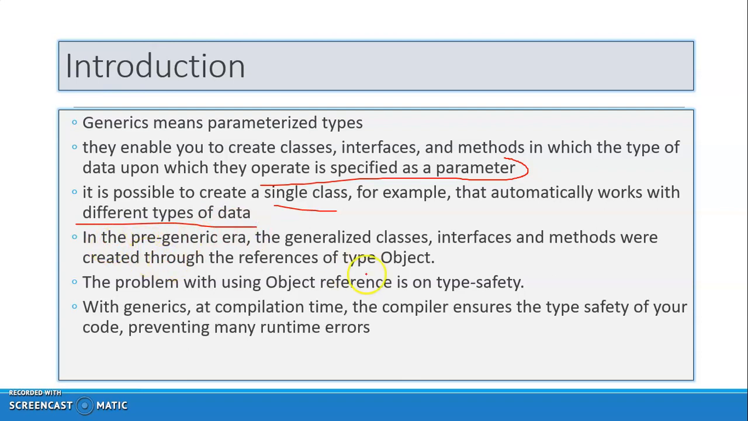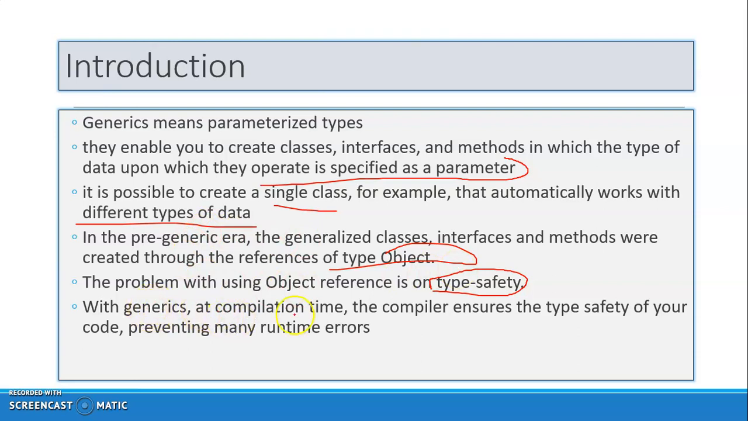And previously, as I said, they would use the object. But there was a problem if we would use object to achieve the same thing, or to come up with a small general class. The problem that we had is on type safety. It was lacking on type safety. We are going to see probably with an example how generics actually address the issue of type safety, and how that was a challenge in the pre-generic era.